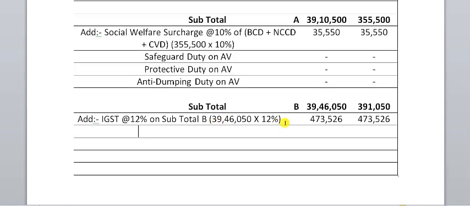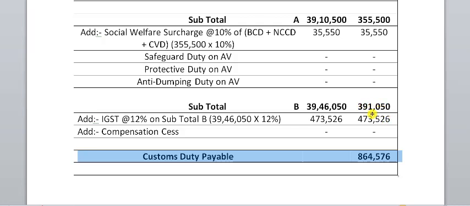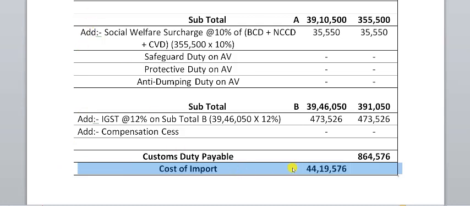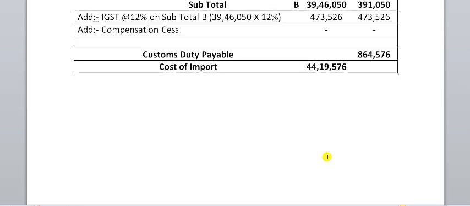See here, given at 12% on subtotal B, 39,46,050 into 12%, 4,73,526. Compensation cess is not given. So 3,91,050 plus 4,73,526. When you add both of these, you will get 8,64,576 as total customs duty payable, whereas the cost of import of this particular raw material is 39,46,050 plus 4,73,526. So the amount is rupees 44,19,576. Thank you.